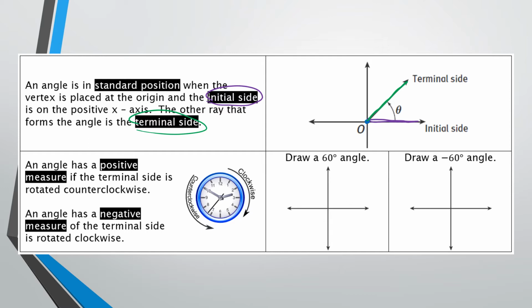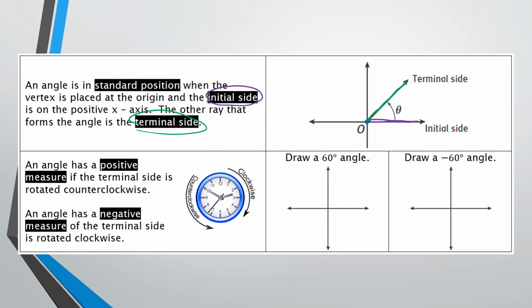So for an angle to be in standard position, you have to have the vertex at the origin. The side where it starts has to be on the positive x-axis, so on the right side of the x-axis. And then the terminal side can be wherever, and that's a lot of what we're going to talk about today, is how to figure out where that terminal side is. The other thing we need to talk about is that you can have an angle that either has a positive measurement or a negative measurement.